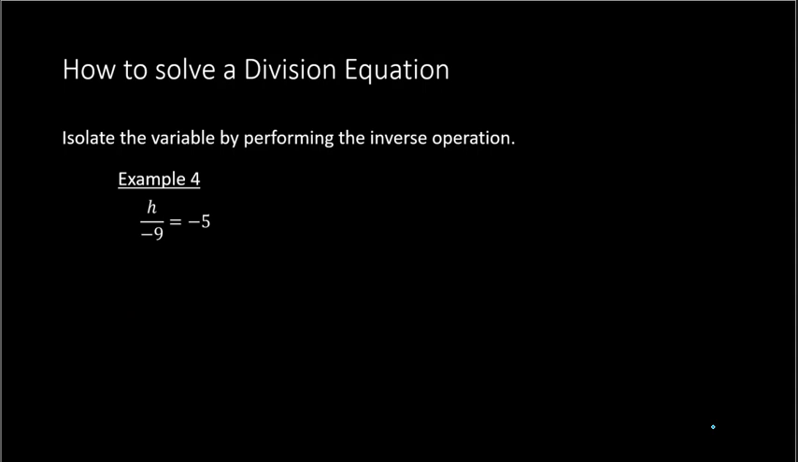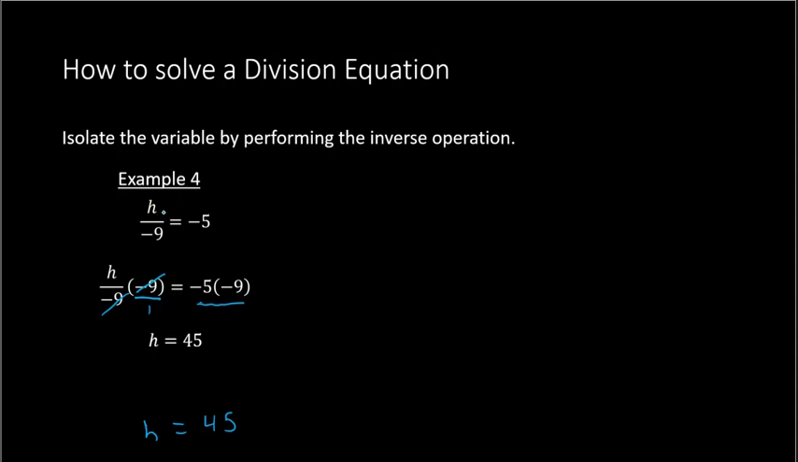Example 4, we have h divided by negative 9 equals negative 5. So again, to solve this, we want to get the variable by itself, and to do that, we do the inverse of dividing by negative 9, which is multiplying by negative 9. So when you multiply by negative 9 on both sides, on the left, negative 9's will cancel. You're left with h on the left side. And then negative 5 times negative 9 on the right. Negative times negative is positive. So we have positive 5 times 9 is 45. So our solution is 45.